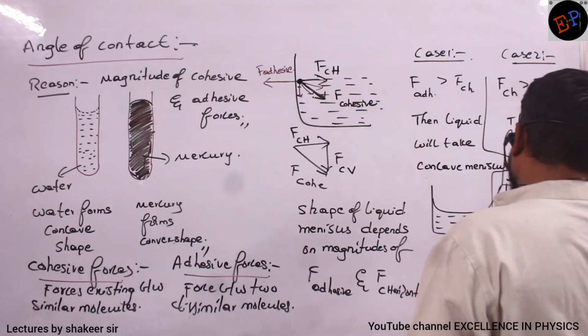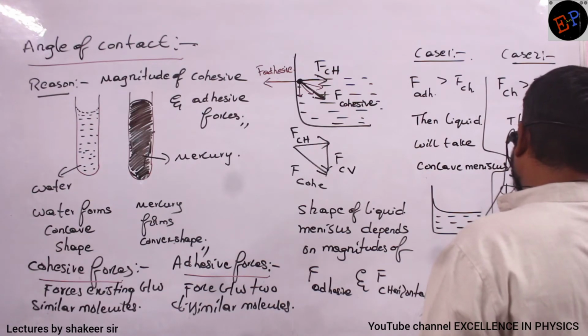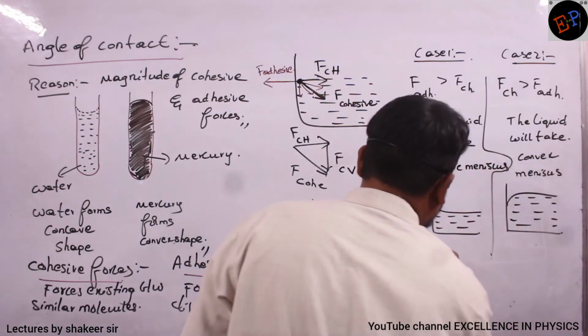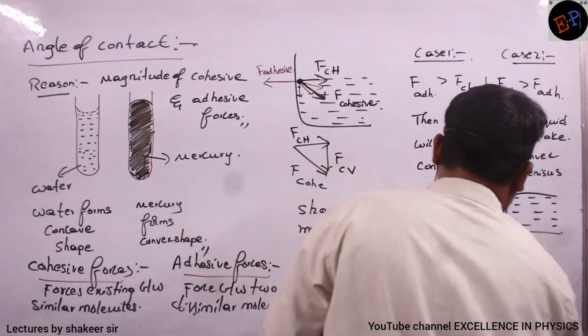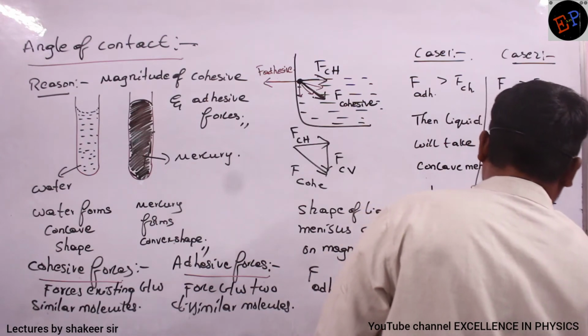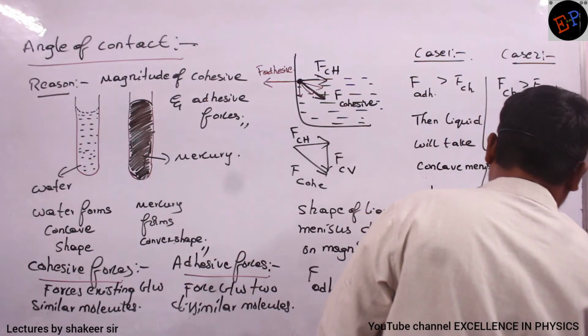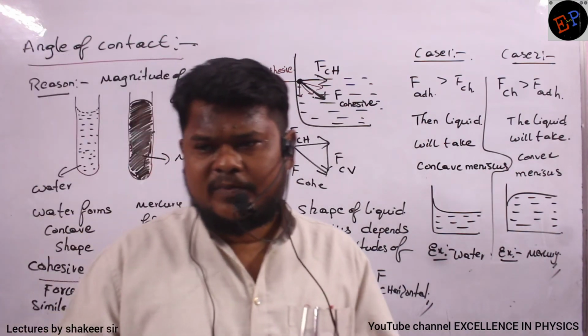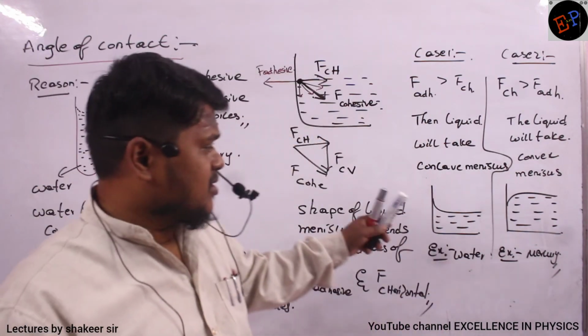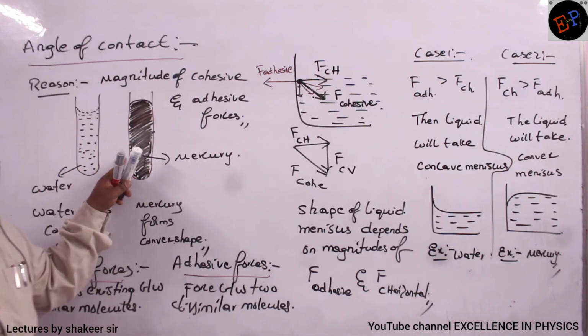Okay, so the shape of the liquid will be like this, concave meniscus. An example of this condition is water, and an example of this condition is mercury. You should have seen mercury in thermometers, no? In a thermometer bulb, this is the shape which you will see.